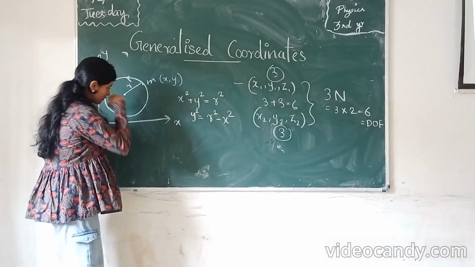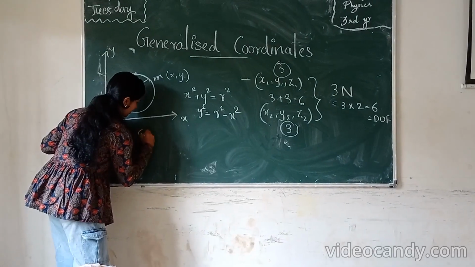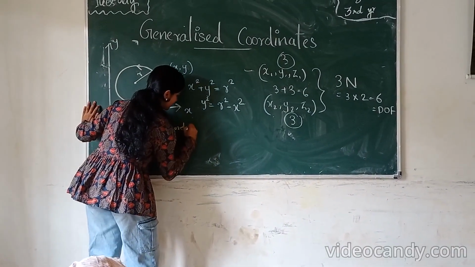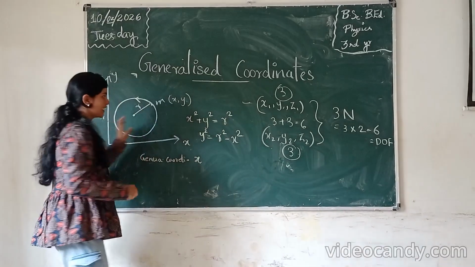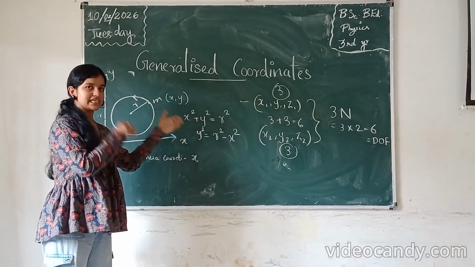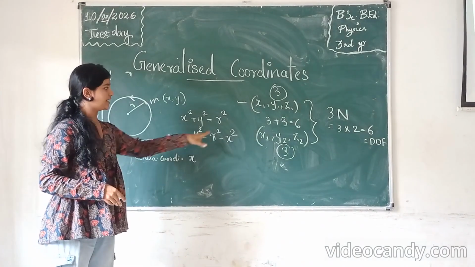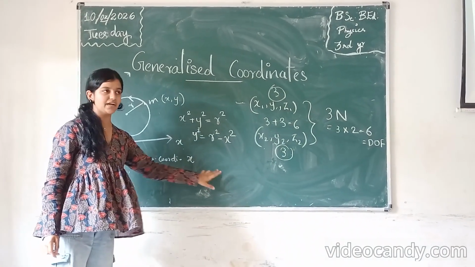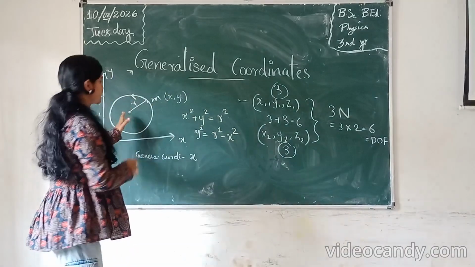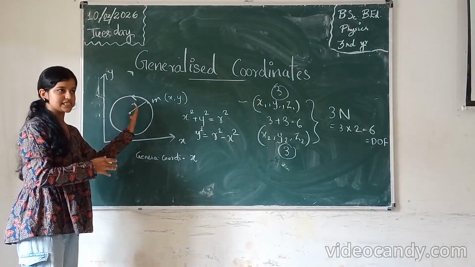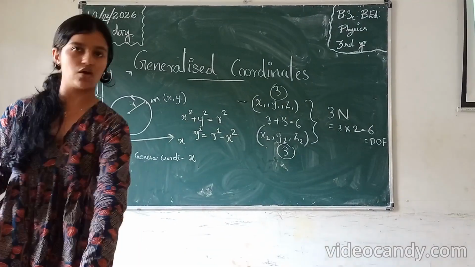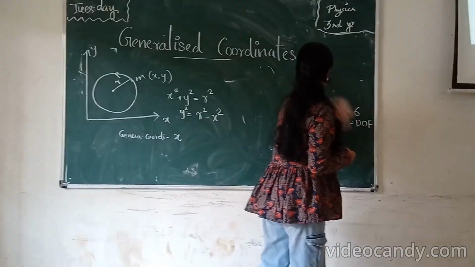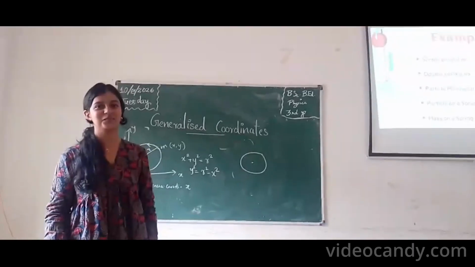So we can see that the generalized coordinate will be x, because if we take x as independent, we can find the y term using this relation. So there will be only one independent variable. Now this is in the Cartesian coordinate system. Let us move to the polar coordinate system.